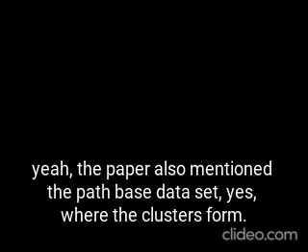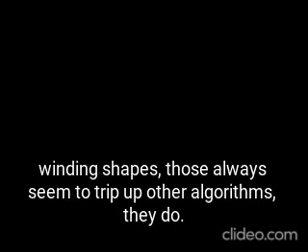The paper also mentioned the path-based data set, where the clusters form long, winding shapes. Those always seem to trip up other algorithms. They do. How did denmune handle those? It excelled on those as well. The path-based data set is challenging because many algorithms struggle to identify clusters that aren't neatly separated or that have irregular shapes. denmune's ability to handle these types of data sets is a testament to its robustness and adaptability. This is all very promising.